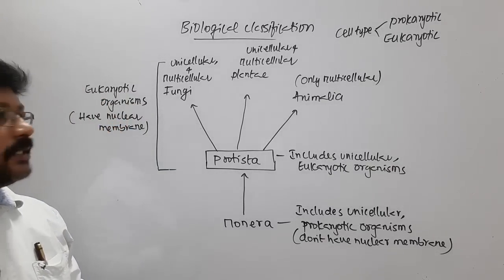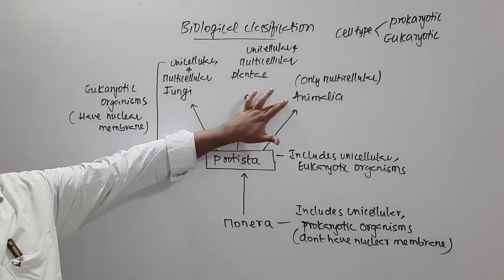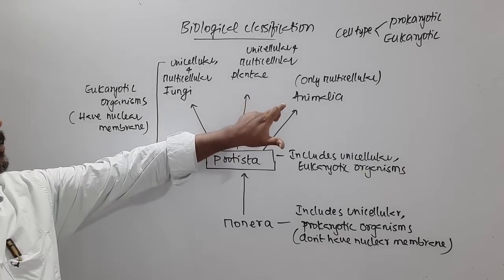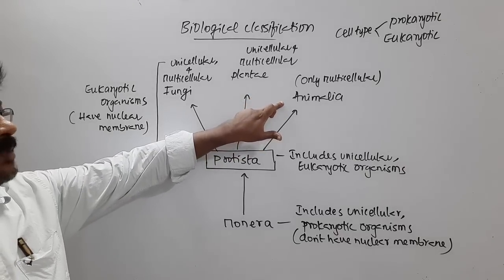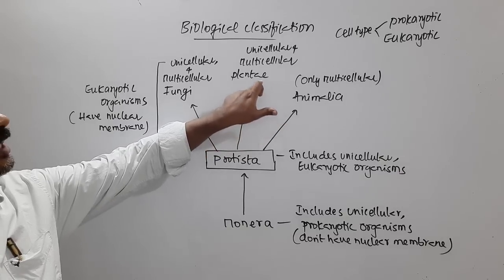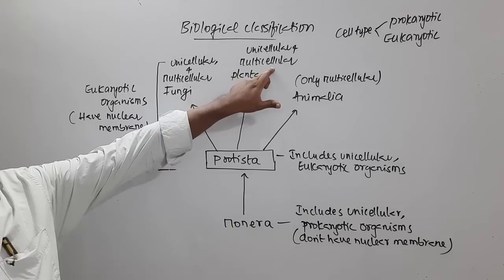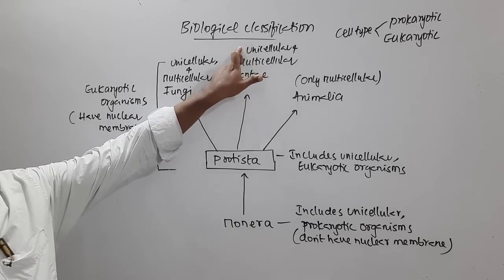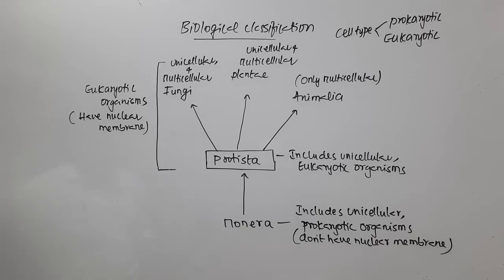So animals include only multicellular organisms. Here, Plantae includes multicellular as well as unicellular organisms.